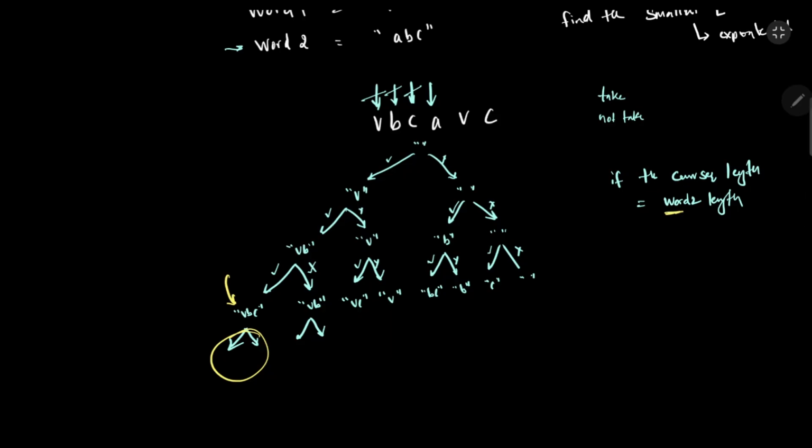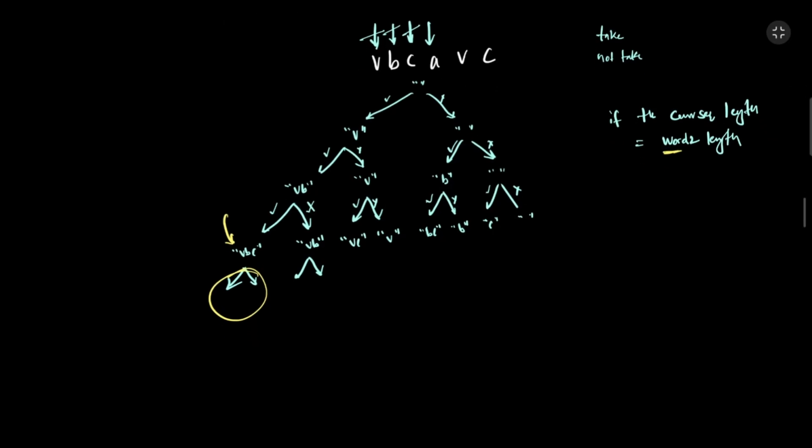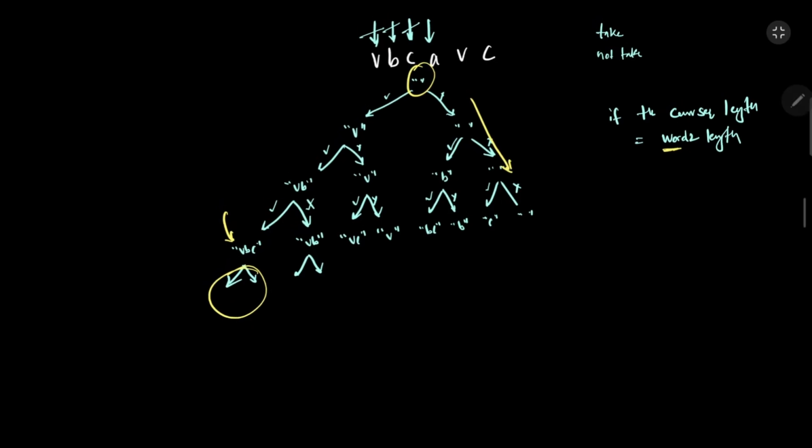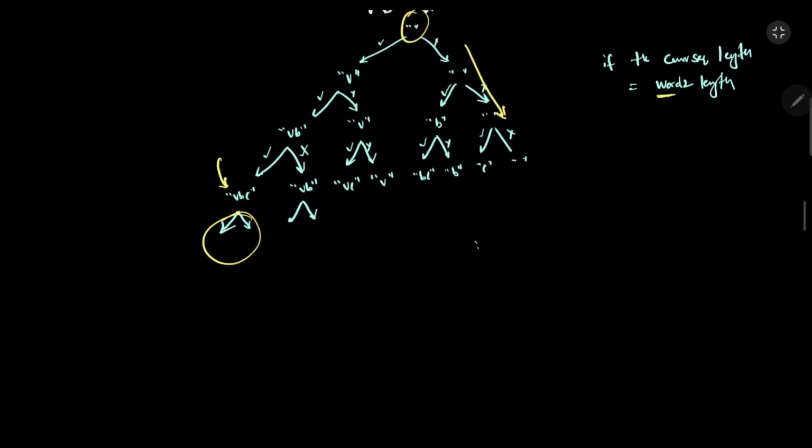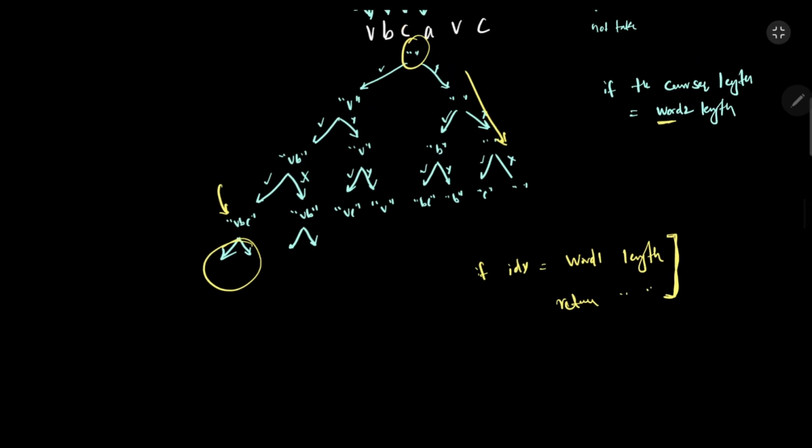All right, and also one more case is there. If we observe this branch over here, we may end up going out of the index. That is, if our index is equal to word1 length, then we will return an empty string maybe. Okay, we'll look into this base case in detail when we write the pseudocode.